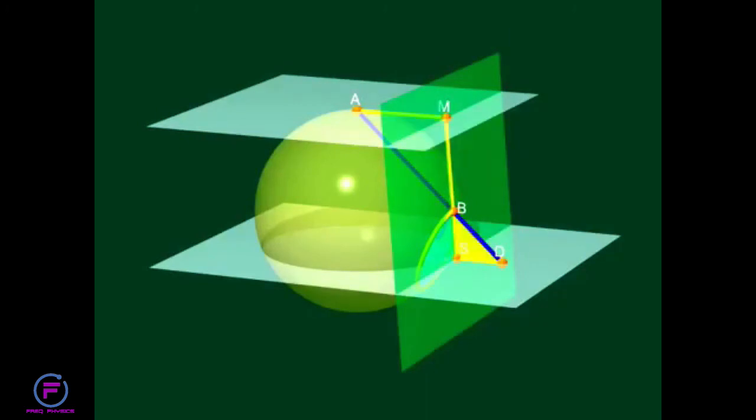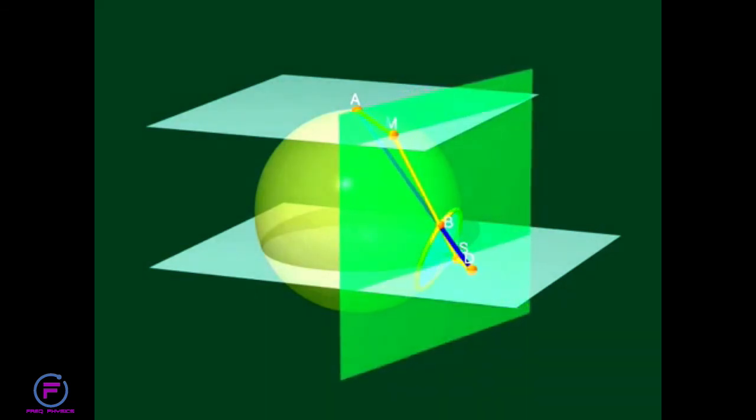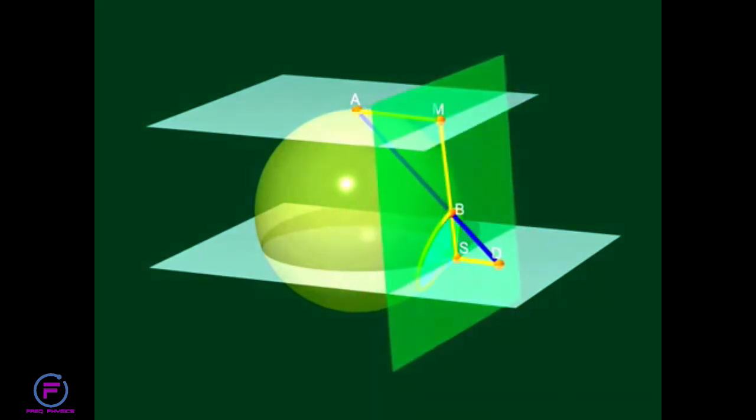Do you agree? Now, remember our lemma. The triangle ABM is isosceles. Hence, the same is true for the triangle BDS, so that BS has the same length as DS. When B moves along the yellow circle, the segment BS keeps tangent to the sphere. Its length is therefore constant.